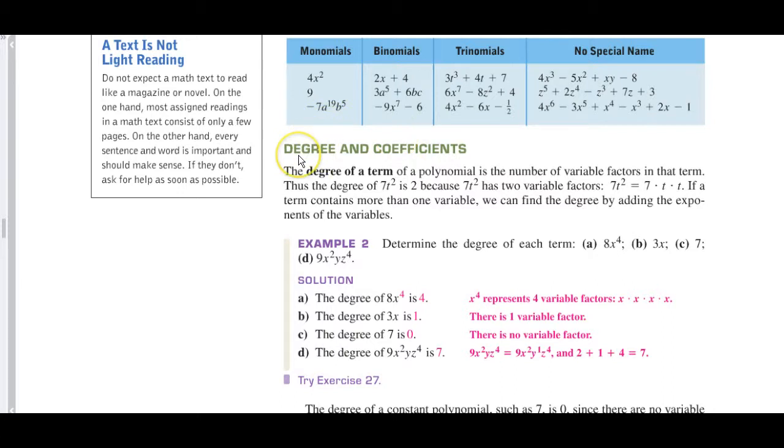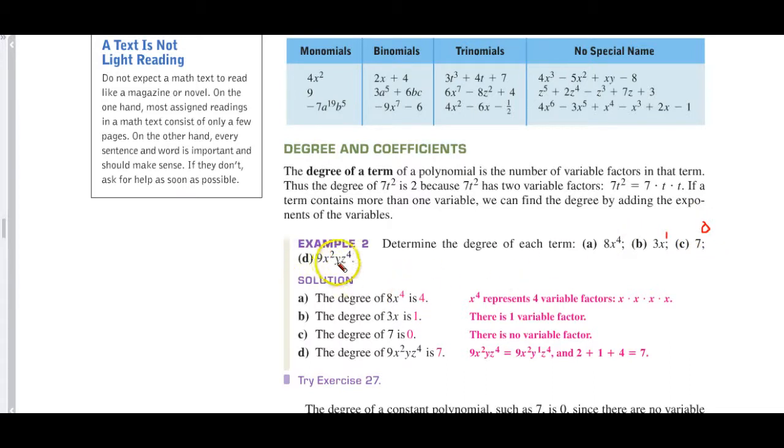All right, let's go on to the degree and coefficients. I guess we're getting into it. All right, good. So what's the degree of a term? It's the sum of the exponents on the variable. So the degree of this term would be 2. And let's look at example 2a. Here there's only x to the 4th, so this degree is 4. Here we have x to the 1st, so this degree is 1. Here we don't have a variable, so we say this degree is 0.